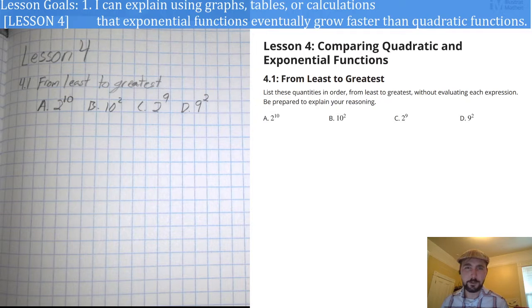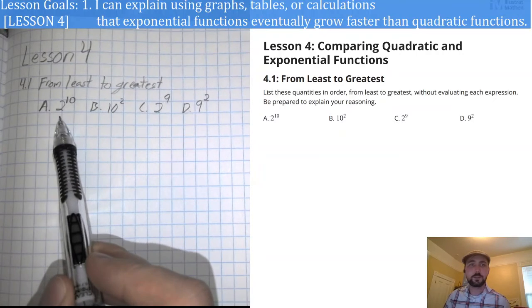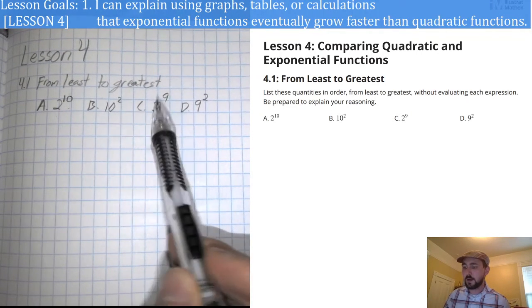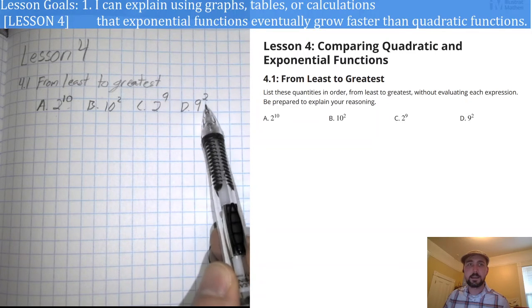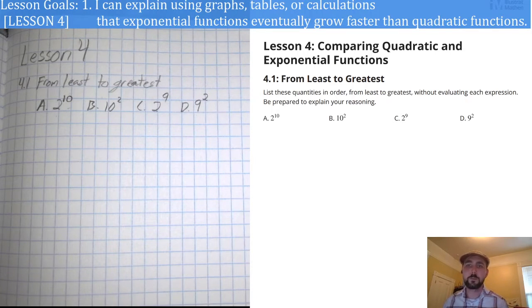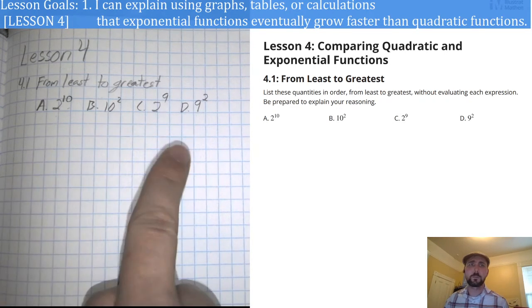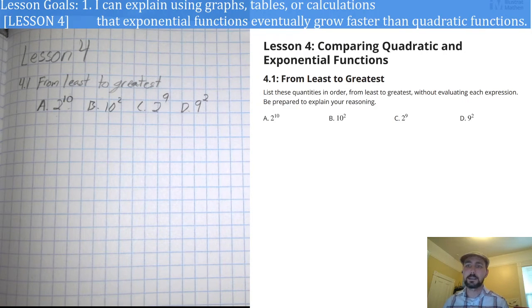All right, let's talk about these directions first. So quantities. The quantities are these 4 numbers: 2 to the 10th power, 10 squared, 2 to the 9th, and 9 squared, right? And then we have to put them in order from least, which is smallest, to greatest, which is largest, without evaluating. So in this case, evaluating would mean plugging them into a calculator, right? Without actually calculating how big each of these numbers get. So you've got to figure out a way to rank these from biggest to smallest without actually doing the multiplication. Be prepared to explain your reasoning.